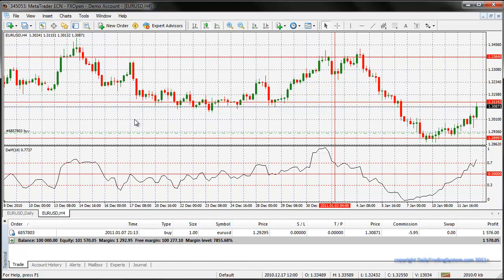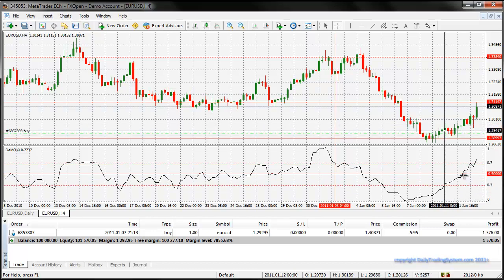Alright, let's see if we can find a buy. Well, there's a buy trade right here. And then we get out there. So we get in here and then we get out there, which will be for 65 pips. So that's not bad, but that's over a period of about 28 hours or so.